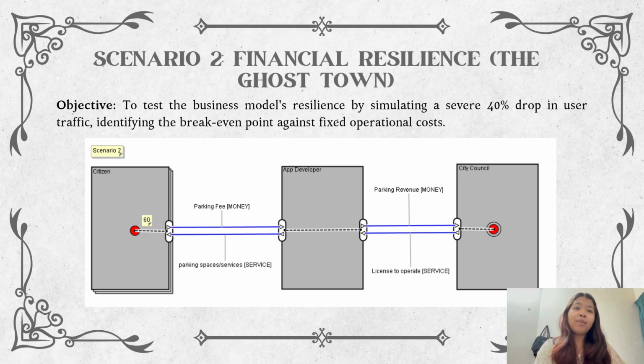Based on the diagram, there are three main actors involved, which are the citizen, the app developer, and the city council. The citizen pays a parking fee of 3 ringgit through the application. In return, the citizen receives access to the parking space or parking service. Then the app developer transfers part of the parking revenue to the city council. For each transaction, the city council receives RM2 as parking revenue. In return, the city council provides the app developer with the license to operate the parking service.